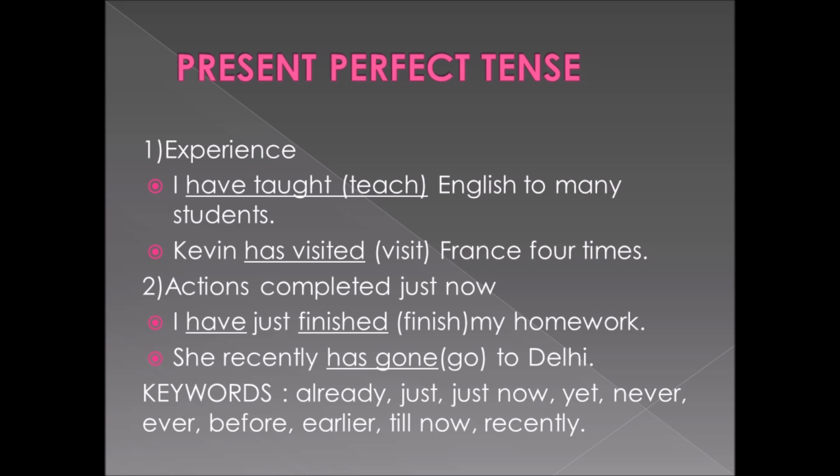The second sentence is she has recently gone to Delhi. She is the subject, so you have to use has plus V3 form. Go, went, gone. So gone is the V3 form of go. Since the action happened recently, you are using has gone. The keywords for present perfect tense are already, just, now, yet, never, ever, before, earlier, till now, and recently.